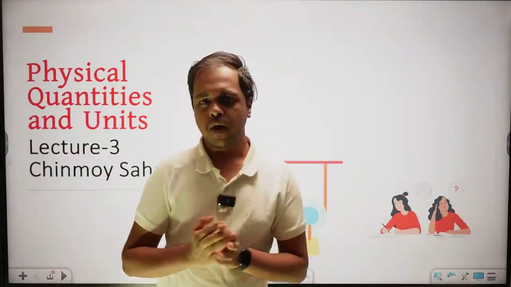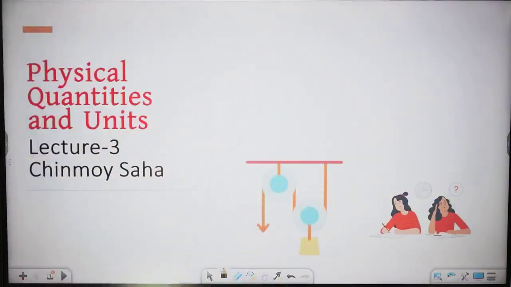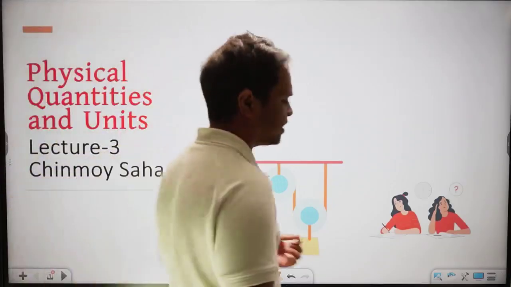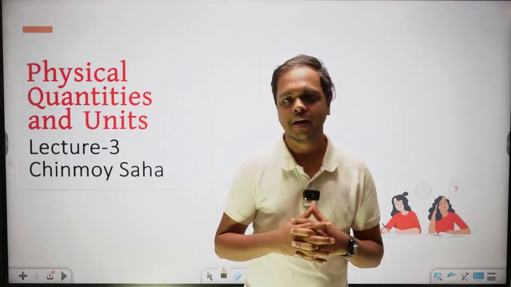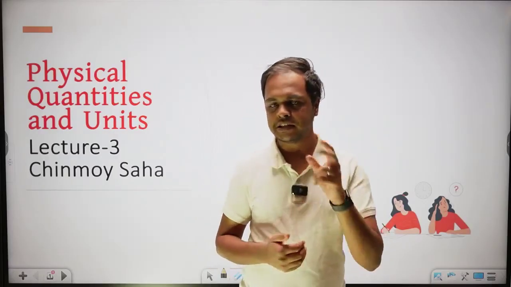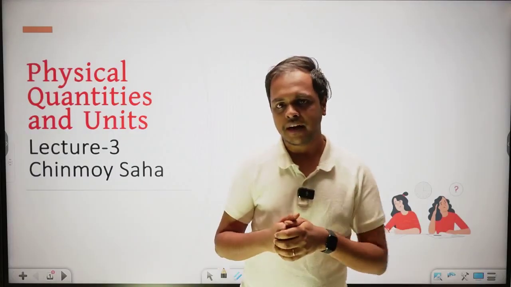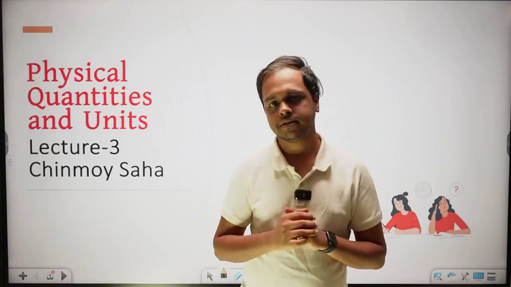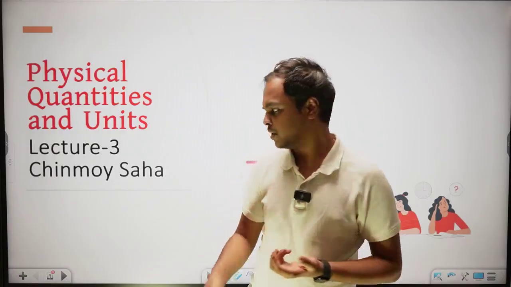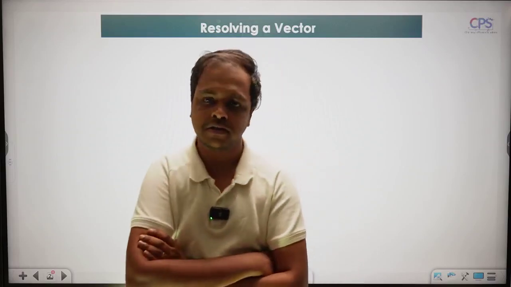In lectures 1 and 2 we learned about vectors, how to add two vectors and how to get the resultant. In this lecture, after lecture number 2, we will study the opposite form of it. In lectures 1 and 2 we studied how to add up vectors, right? Now, in this lecture, we are going to resolve a vector into two parts.